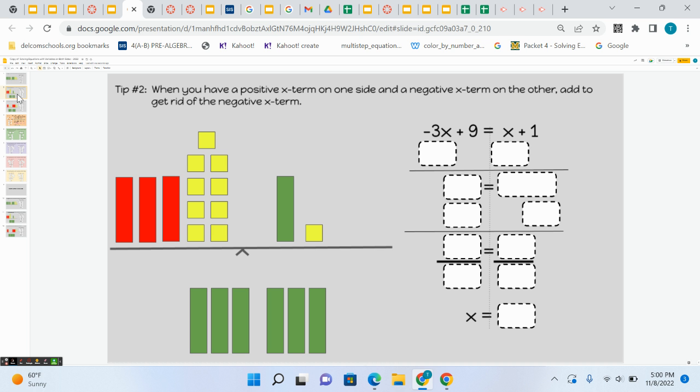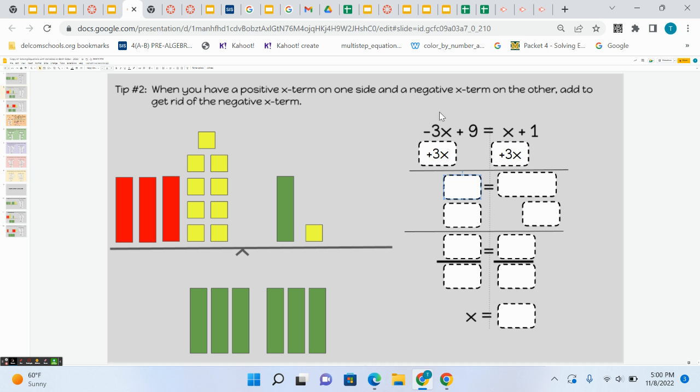Tip 2. And again, this is just advice. When you have a positive x term and a negative x term, add to get rid of the negative x term. So in this problem, I have negative 3x on one side, and I have positive 1x on the other side. Get rid of the negative x term and add. So I'm going to add positive 3x to get rid of a negative 3x. So I'm going to add 3x to both sides.